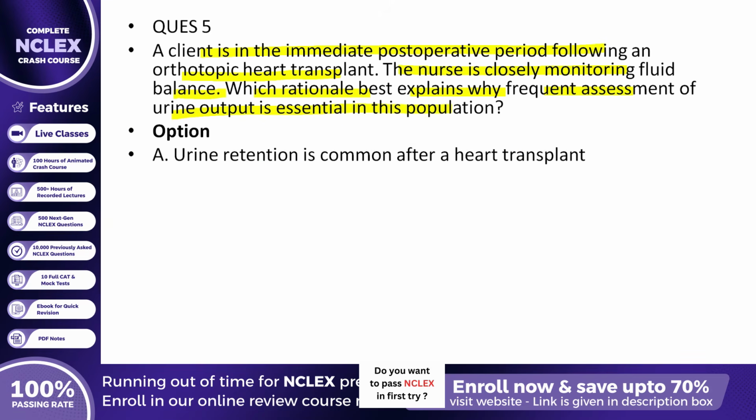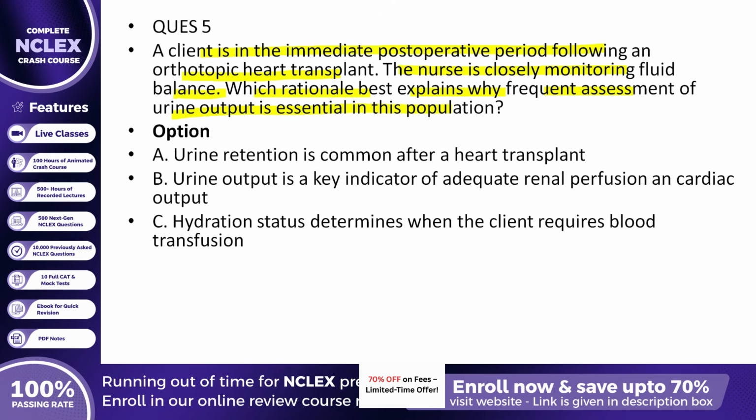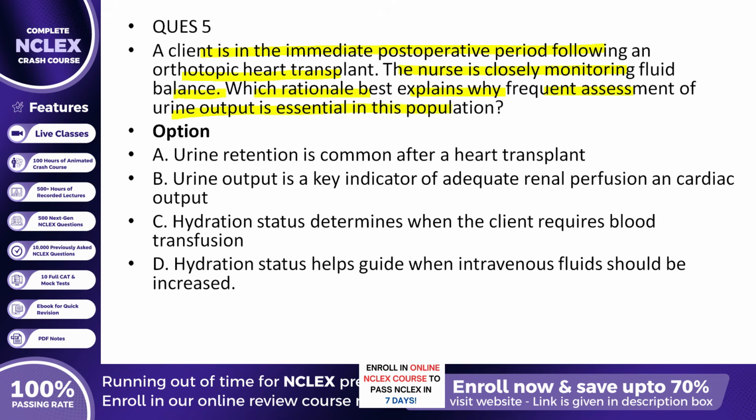Option A suggests that urine retention is common after a heart transplant. Option B emphasizes that urine output is a key indicator of adequate renal perfusion and cardiac output. Option C points out that hydration status determines when the client requires blood transfusion. And option D claims that hydration status helps guide when intravenous fluids should be increased. The correct answer here is option B. Urine output is a key indicator of adequate renal perfusion and cardiac output.